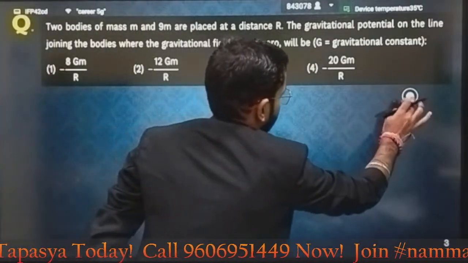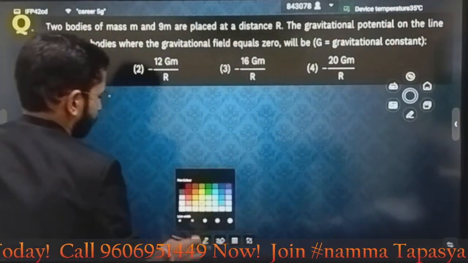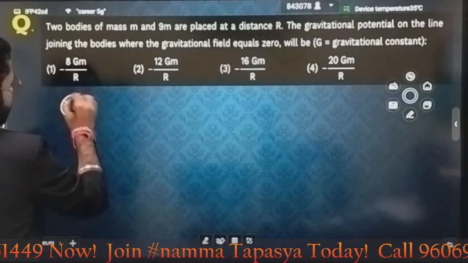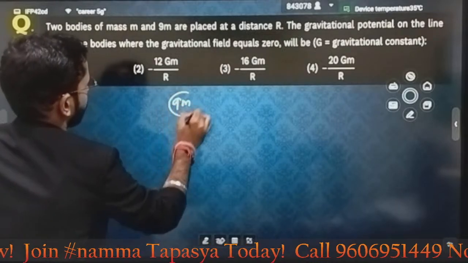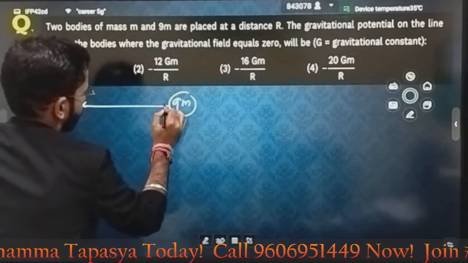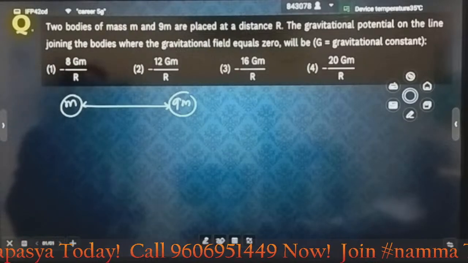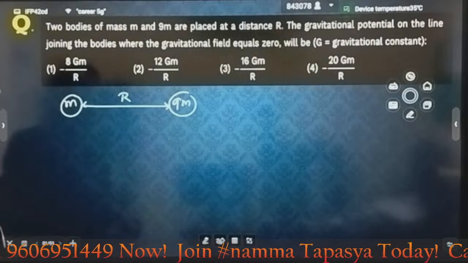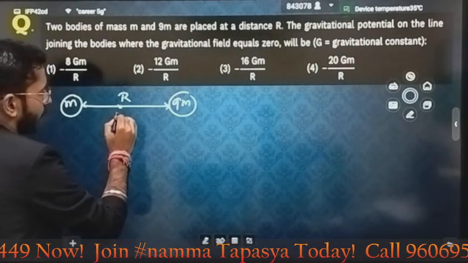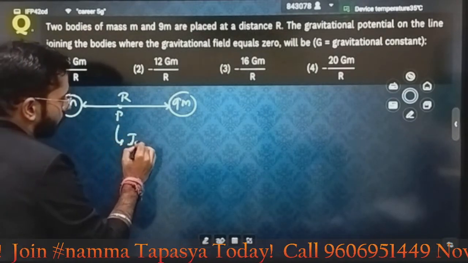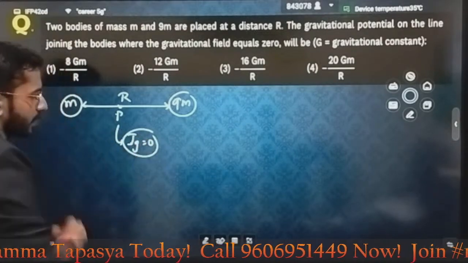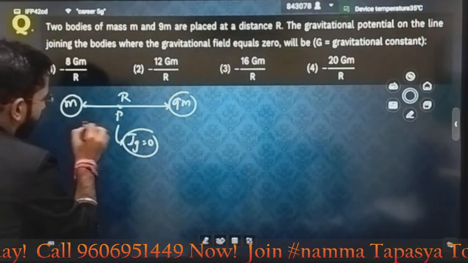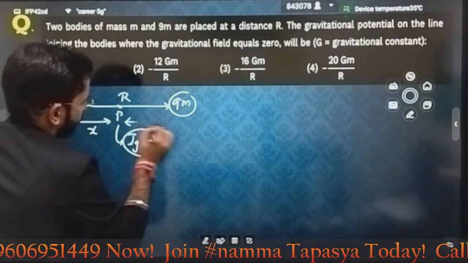Very nice. Let's start solving. What are the two masses? m and 9m. Let's suppose some distance is there, at a distance R. The gravitational potential you have to calculate, but firstly before that you have to find a point P where the gravitational field intensity is equal to 0. Firstly you have to calculate that point. So let's assume any distance. Let's suppose the distance is x. That means this distance will become how much?